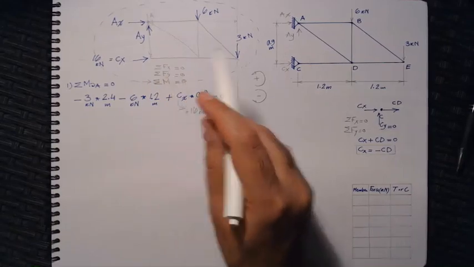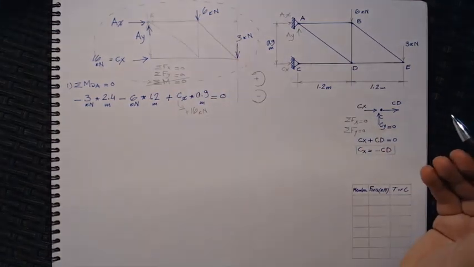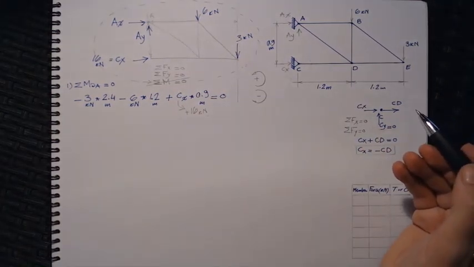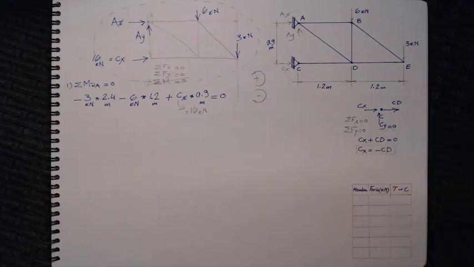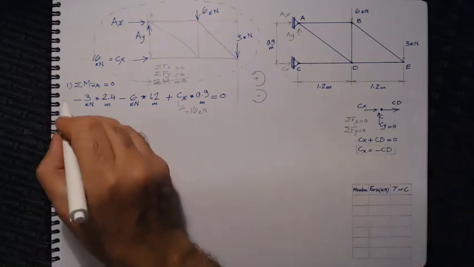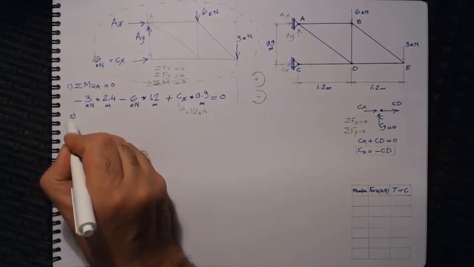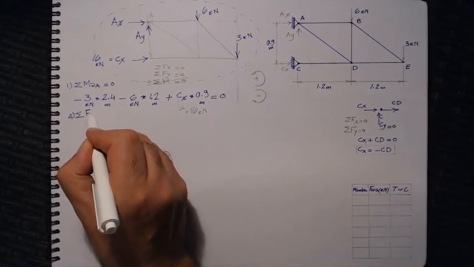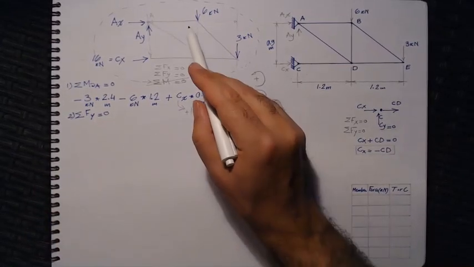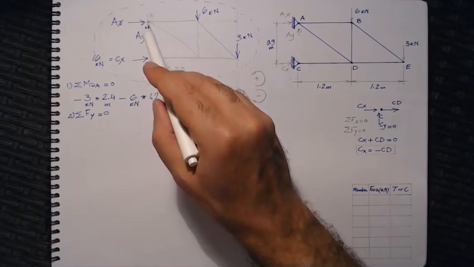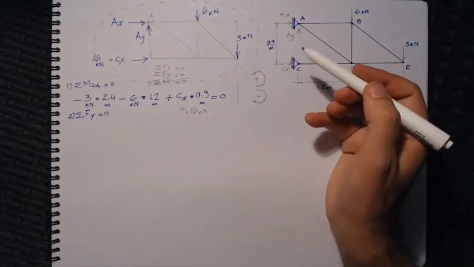All right, so now this equation is gone. We have two more equations to go. So it seems that the summation of forces in Y would be a good thing to do. So let's do equation 2, which is summation of forces in Y has to equal 0. So let's look at all the forces going up as positive minus all the forces going down as negative, and this has to equal 0.